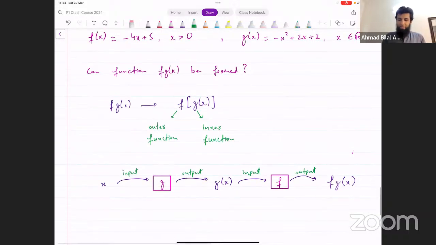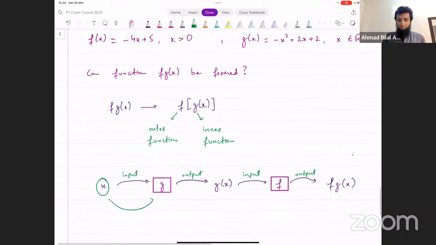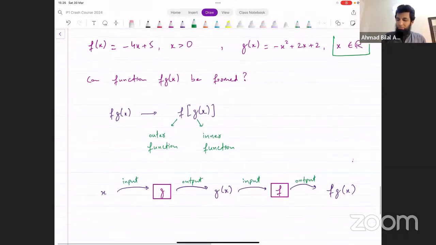You see, first of all, x is going as an input to the function g. Now, what can go as an input to the function g? What's the domain of the function g? It's x belongs to real values. That means x could be any real value. All right, x could be any real value.